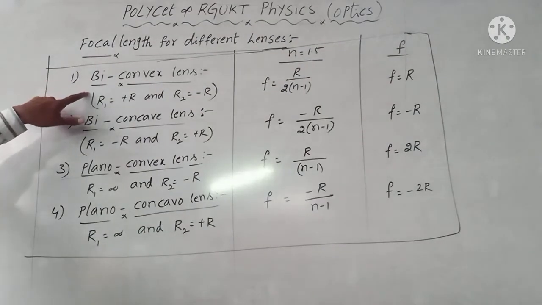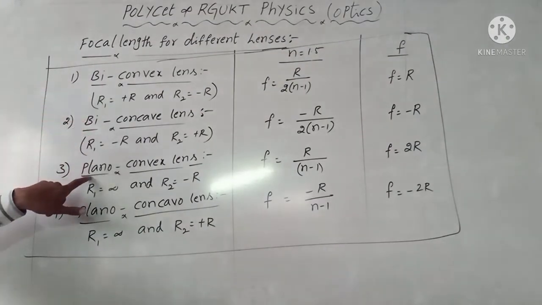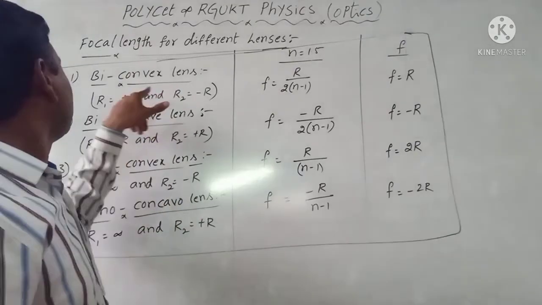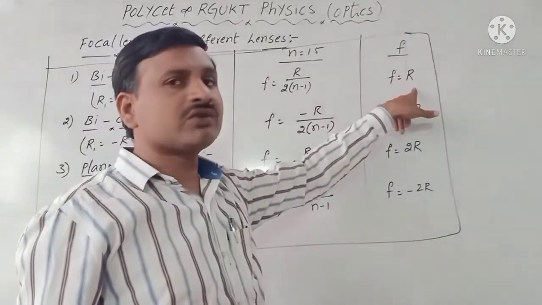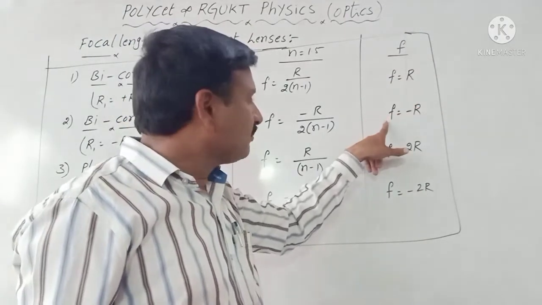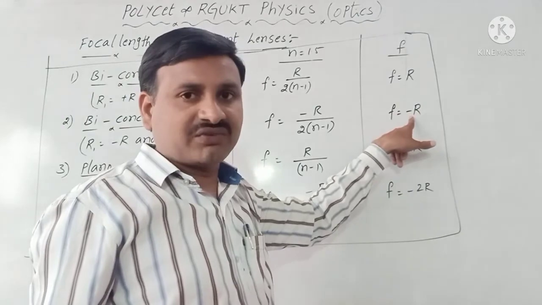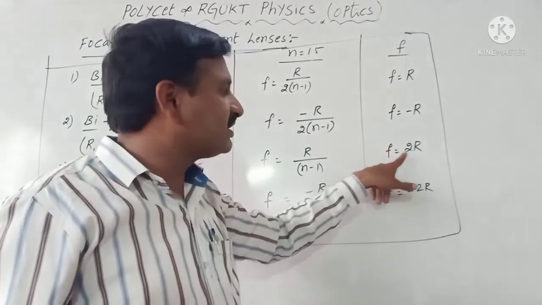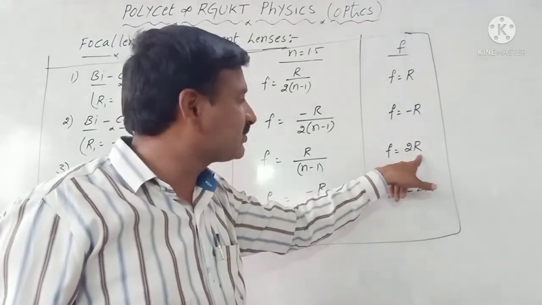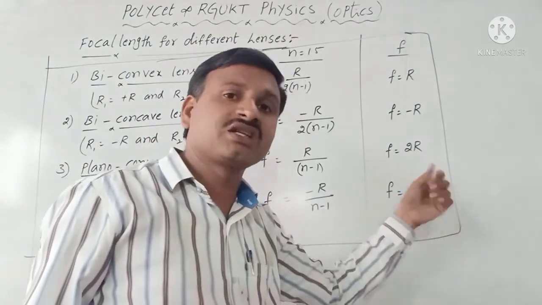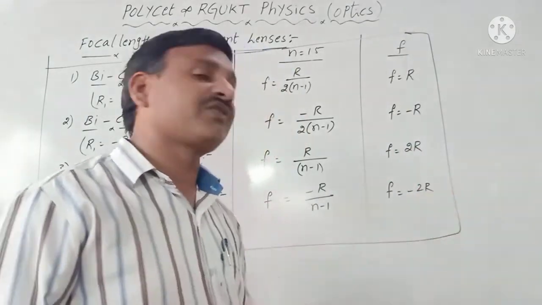Okay, biconvex lens, biconcave lens, plano-convex lens and plano-concave lens. Biconvex lens focal length is equal to the radius of curvature. Biconcave lens focal length equals minus radius of curvature. Next, the focal length equals double the radius of curvature. Here also, focal length equals minus 2R, minus double the radius of curvature.